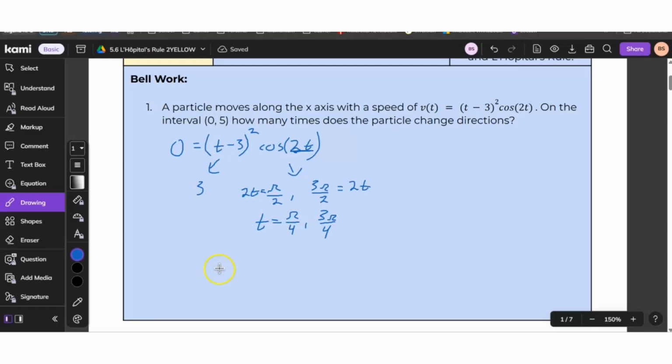All right, so now, what do we got to do? Well, we're going to look at our endpoints. We obviously can't go beyond those. So we'll put 0 and 5 in there. Then we got to put in all our zeros, right? So like pi over 4, 3 pi over 4, which is roughly 9 over 4, which is less than 3. So it'll be 3 pi over 4, and then it'll be 3.